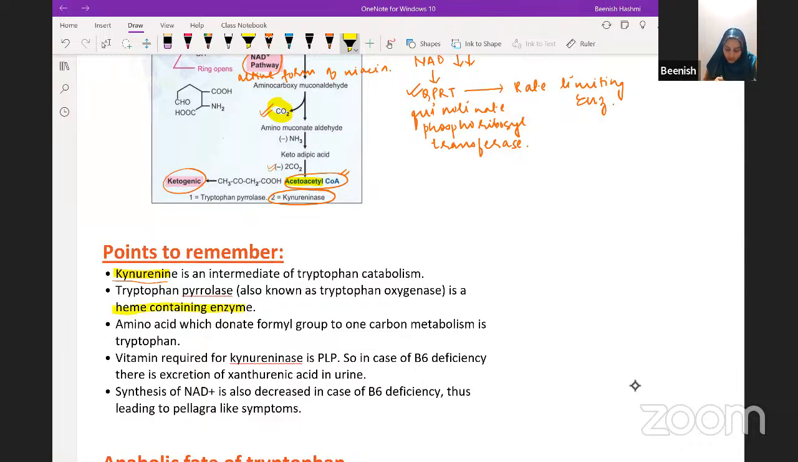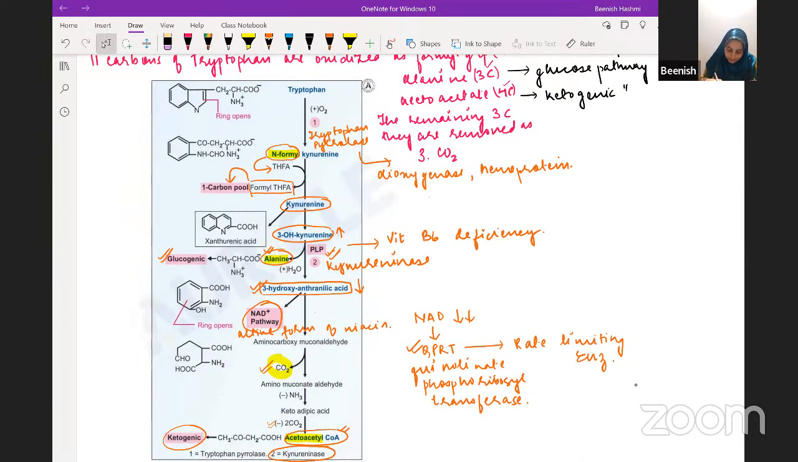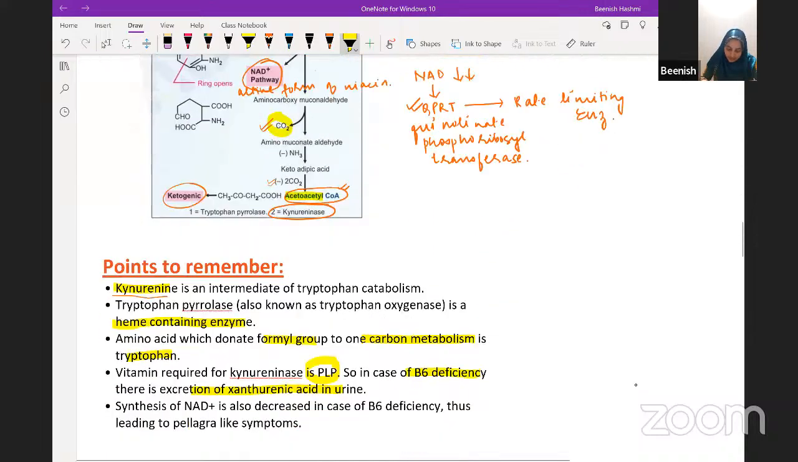The amino acid which donates formyl group to 1-carbon metabolism is tryptophan. Again, an important one-liner. And the vitamin required for kynureninase is PLP. So in case of vitamin B6 deficiency, there is excretion of xanthurenic acid in urine. So if you take a look here at this step, what is happening? In case of vitamin B6 deficiency, your kynureninase will not be working. So what will happen? The level of kynurenine will increase. So it will form what? Xanthurenic acid. Okay. So there will be excretion of xanthurenic acid in the urine.